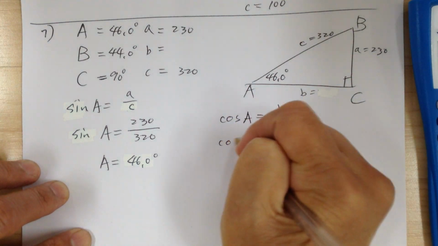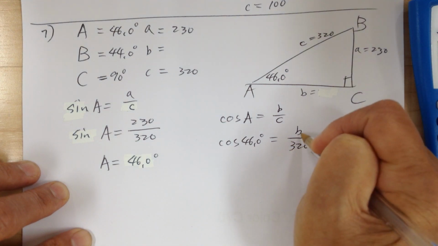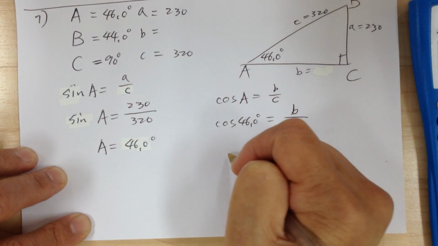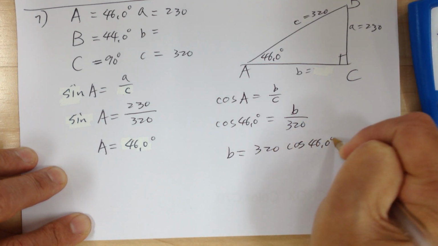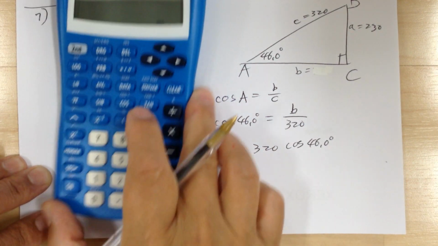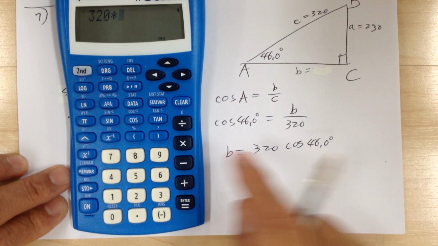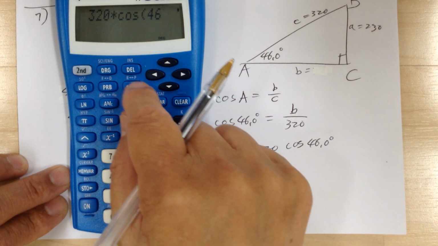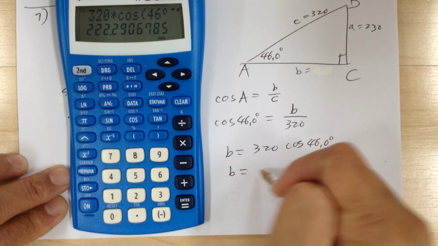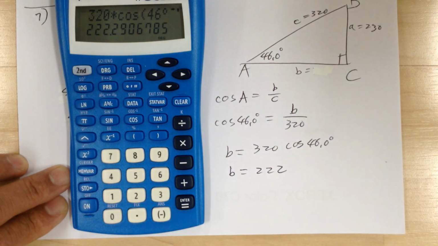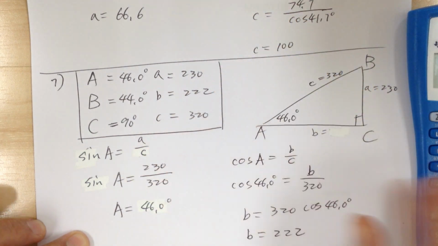And so substitute, so you've got cosine of 46.0 degrees equal to B over 320. Okay, so cross multiply, so B equals 320 cosine of 46.0 degrees. So get your calculator. So 320 times cosine of 46 degrees. Okay, equal. So B equals 222. Okay, and so put over here. Okay, and that's your answer.